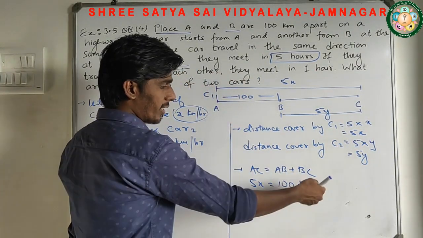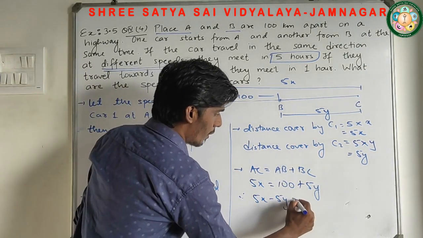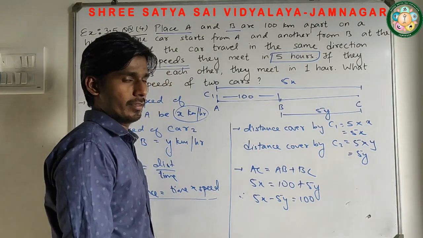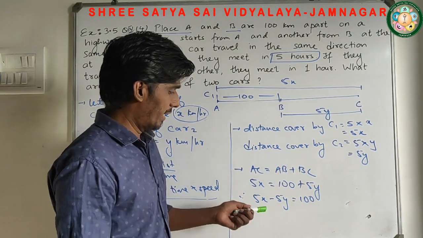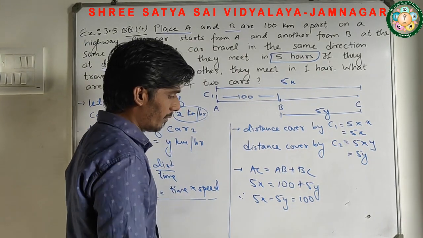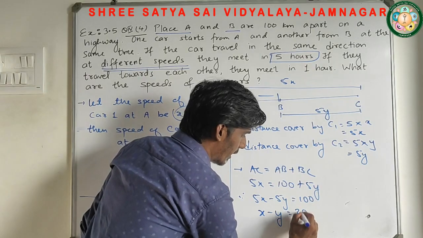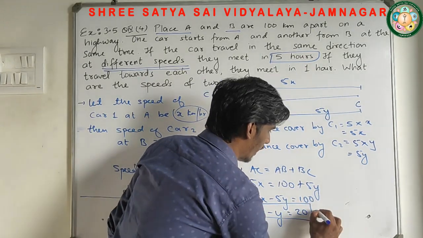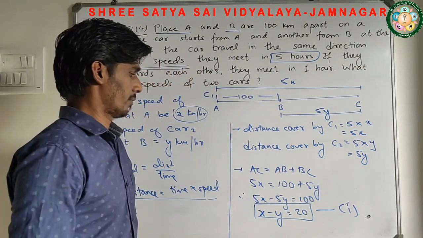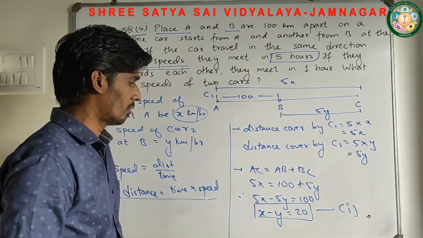5y. Now take this 5y on this side. So 5x minus 5y equals 100. We got the equation in linear equation with two variables. Now what is common between them? 5 is common. So x minus y, 5 twos are 10 and 20. So this will be our first equation. By this much work we got only one equation, that is x minus y equals 20.